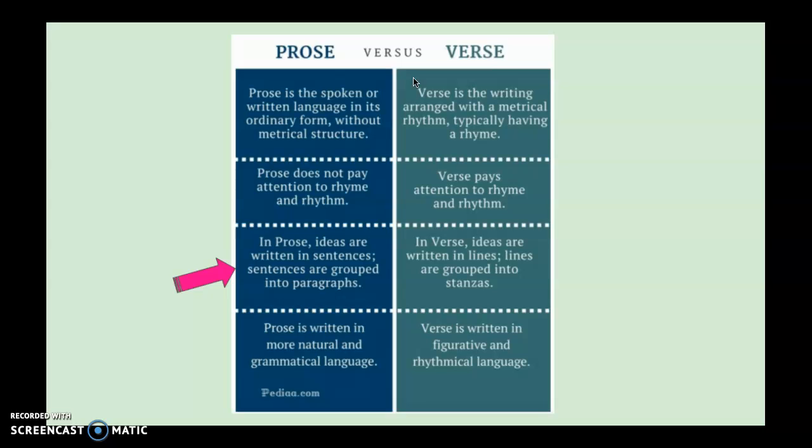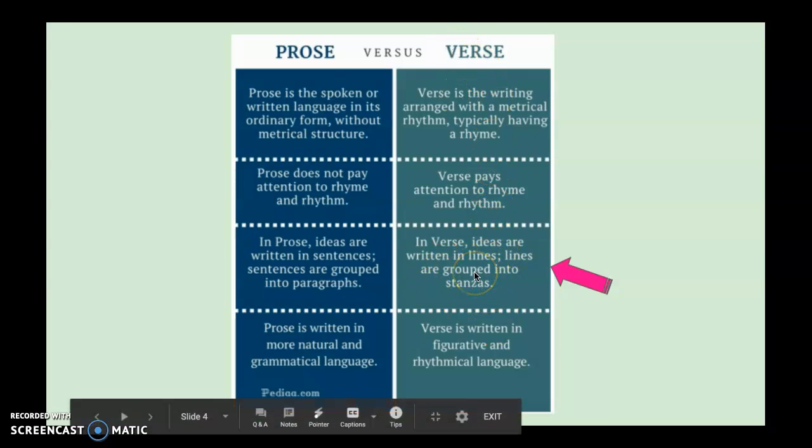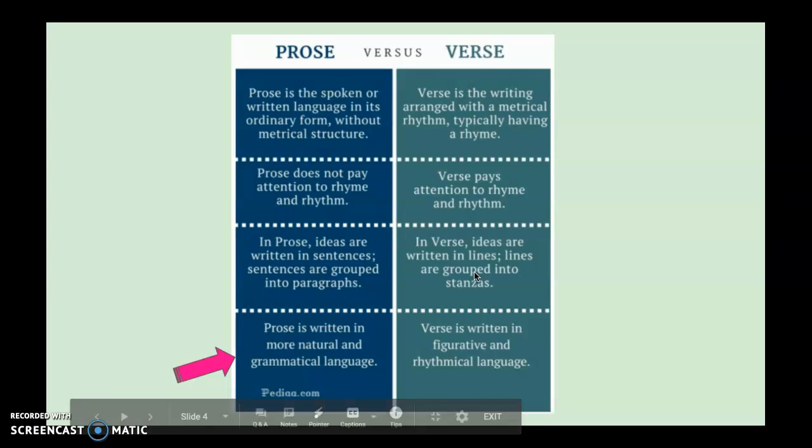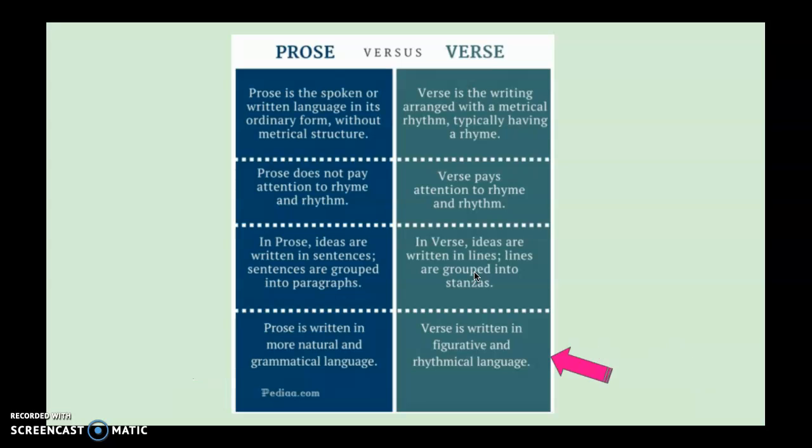Next, prose are ideas written in sentences, and sentences are grouped into paragraphs. So prose is paragraphs, whereas verse is for poetry. So those lines are written as stanzas. So verse is written in stanzas. Prose is written in natural and normal grammatical language, whereas verse is written in figurative and rhythmical language. That's where those things that we learned a few lessons ago come into play. The onomatopoeia, the alliteration, personification, all of those things come out more in poetry and verse.